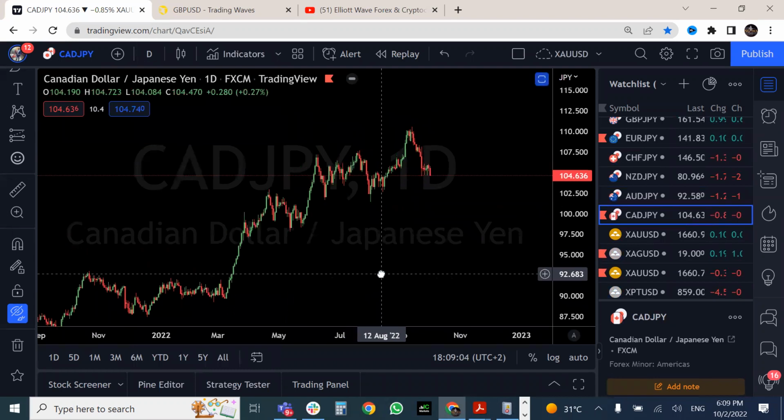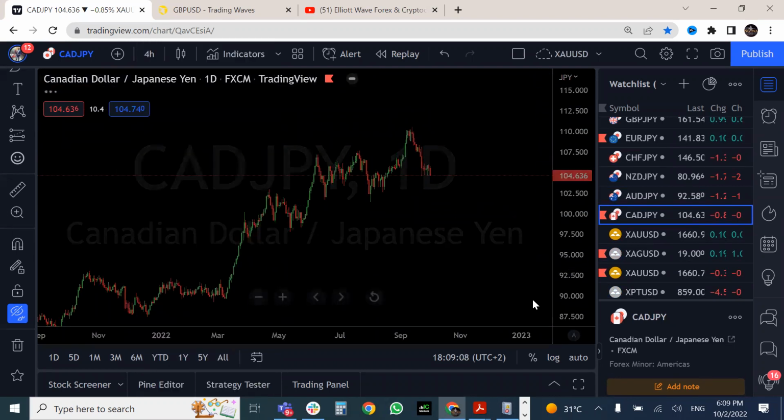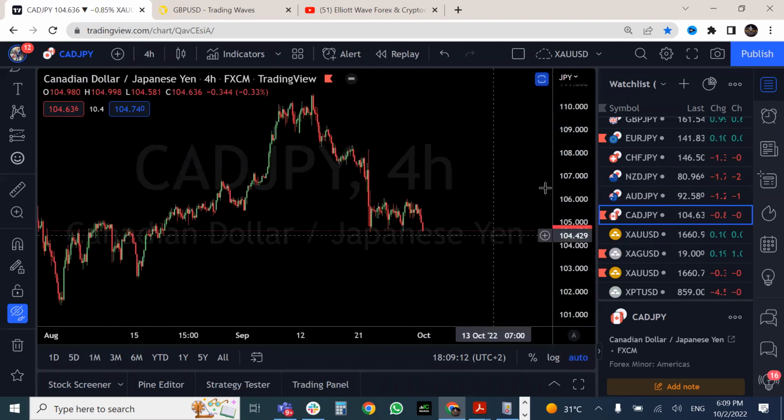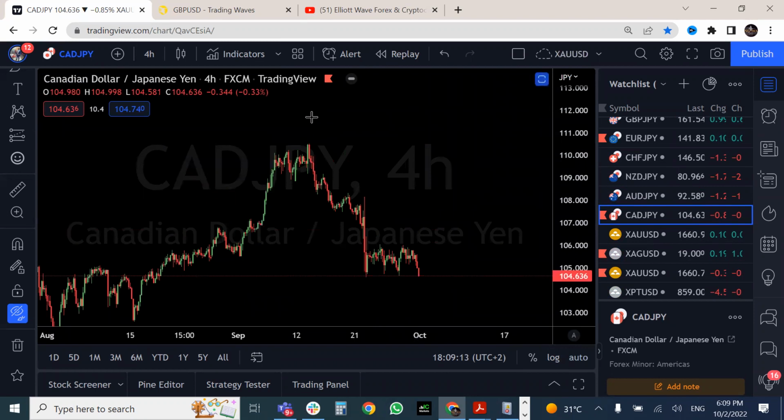CAD yen, similarly, as you can see, we've already made an impulsive move to the downside. I'm going to go to the 4-hour. We've made a move to the downside, and we are looking at this to be a three-wave structure. These three waves here could still make a bounce. We've got an impulsive move to the downside and what looks like a three-wave structure here, so we're looking for this one to continue to the downside. We could get this one doing this, and we'd have had a structure like this.